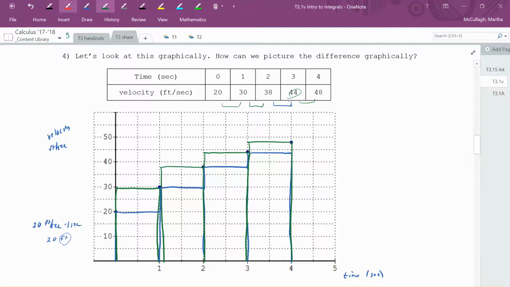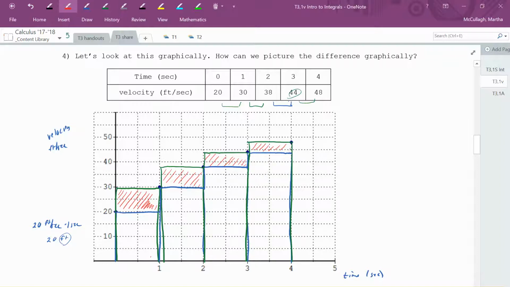Well, the space that's in dispute is this region right here. Did he really go 20 feet per second, or did he really go 30 feet per second? He went somewhere in between. So the difference between traveling 30 feet or 20 feet is this shaded red area. And in the second interval, he might have gone this distance, might have gone this distance. And again, we have a disputed area and a disputed area.